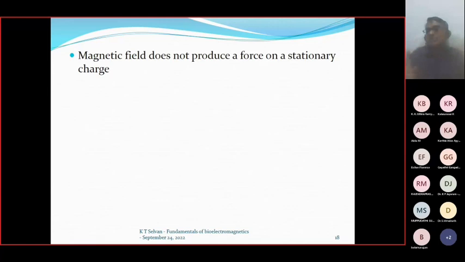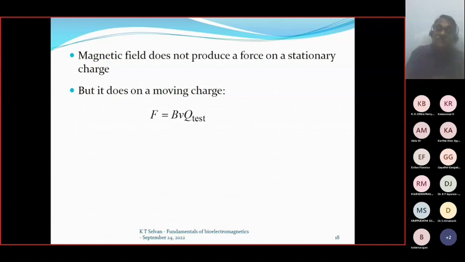But on the other hand, when the charge starts moving, it represents a current, which means it will have its own associated magnetic field. Therefore, another magnetic field will produce a force. So a magnetic field produces a force on a moving charge just because a moving charge has an associated magnetic field. That force is given by B V Q test. Q test is the test charge.